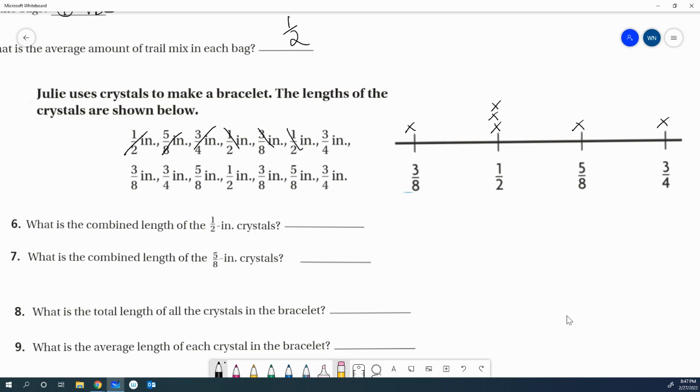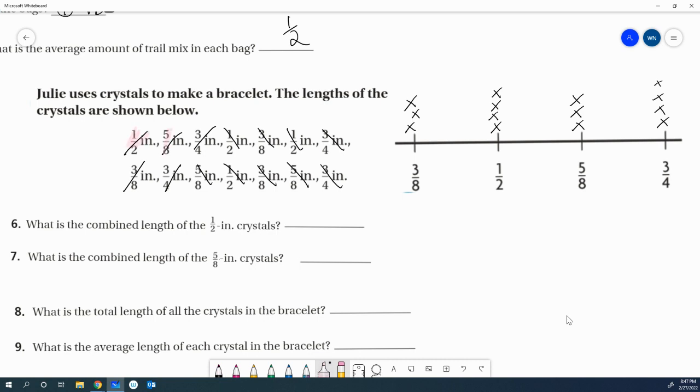1/2. 3/4. Remember, you can pause the video or go back anytime you need to and make sure you're keeping up with me and your line plot looks just like mine. Try to keep it super neat, and we are going to use X's because most line plots use X's. Got another 3/8, a 3/4, a 5/8, a 1/2, 3/8, 5/8, and 3/4.